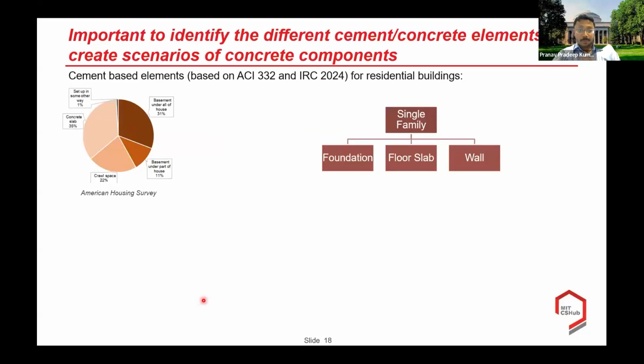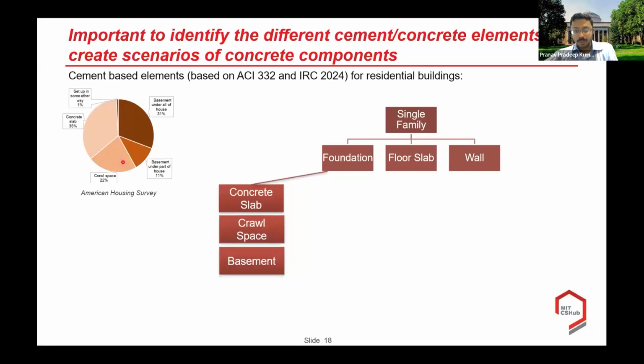So an important step here is to also identify the different context-specific concrete elements for the single-family houses that we are considering. Based on the specifications that we looked into, the ACI 332 and the IRC 2024 documents, we can classify the concrete elements broadly into three categories: foundation, floor slab, and walls. And the American Housing Survey is used to identify the different types of foundation. As you can see in the chart here in the top left corner, we have three broad foundation types being defined, one being the concrete slab, followed by crawl space and basements.